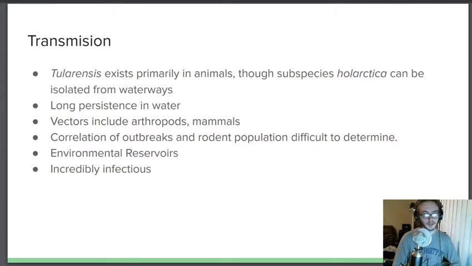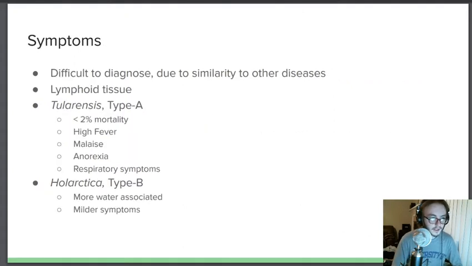Environmental reservoirs include, as far as can be told, only leavings from animal reservoirs such as fecal matter or carcasses of infected animals. It is incredibly infectious, requiring only 25 individual bacteria to be inhaled to be infectious to a human. It is very difficult to diagnose due to its similarity with other diseases and its comparative rarity. It can easily look much like strep, which makes it very easy to misdiagnose, causing use of ineffective antibiotics against it.